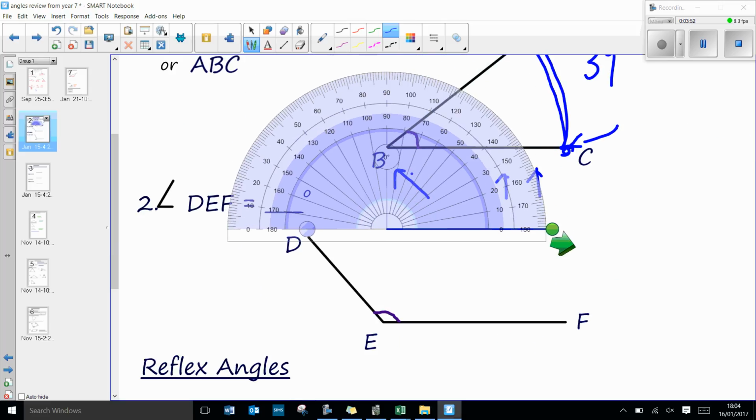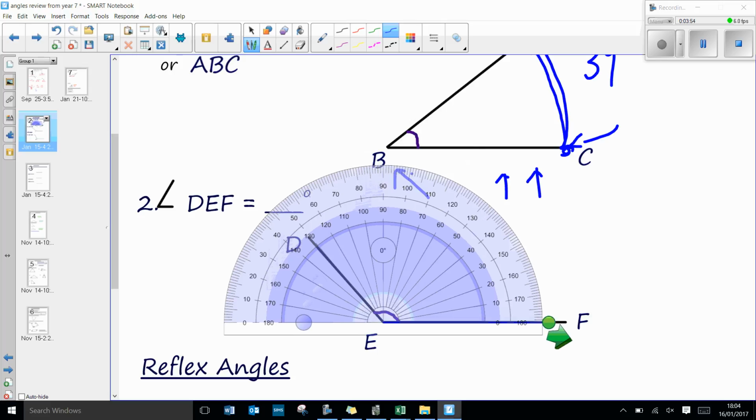Okay, second one. Again, we're using the inside scale, and I can see that that is 130 degrees. It's all the way around here, so that's 130 degrees.